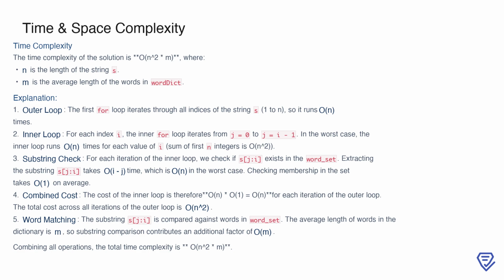Additionally, for each iteration of the inner loop, we check if the substring s[j:i] exists in the word set. Extracting this substring takes O(i-j) time, which in the worst case is O(n). Membership checking in the word set is efficient and averages to O(1). However, because we compare this substring against words in the dictionary, the time required includes a factor of O(m), where m reflects the average word length. When all these costs are combined, the total time complexity becomes O(n squared * m).